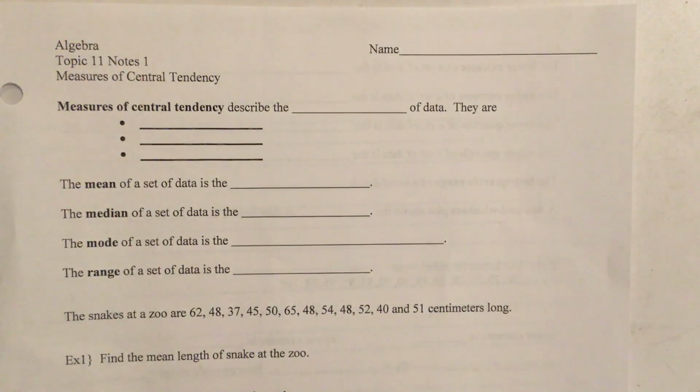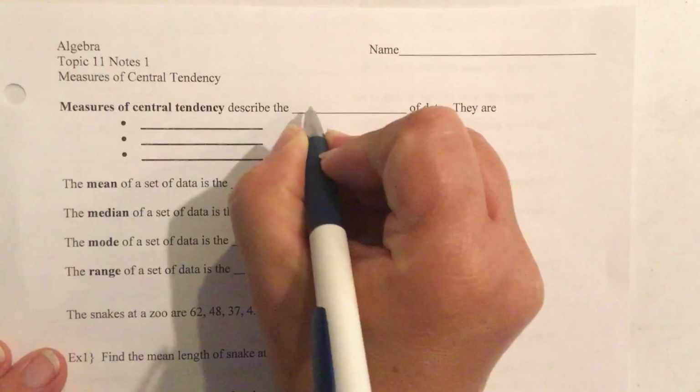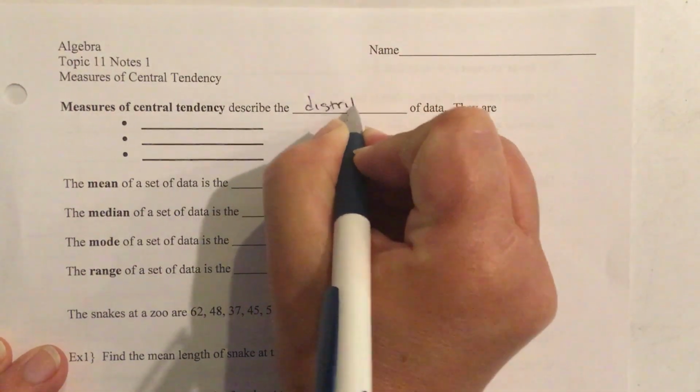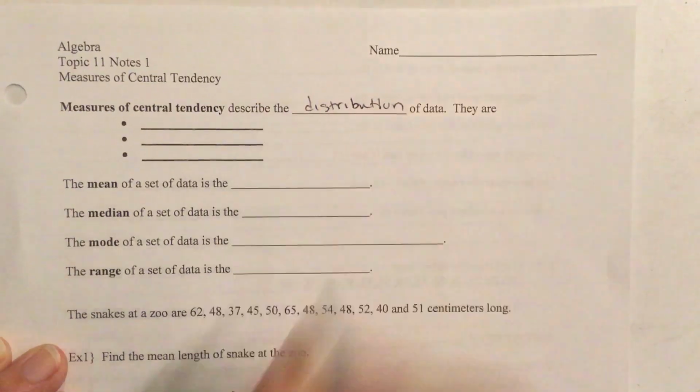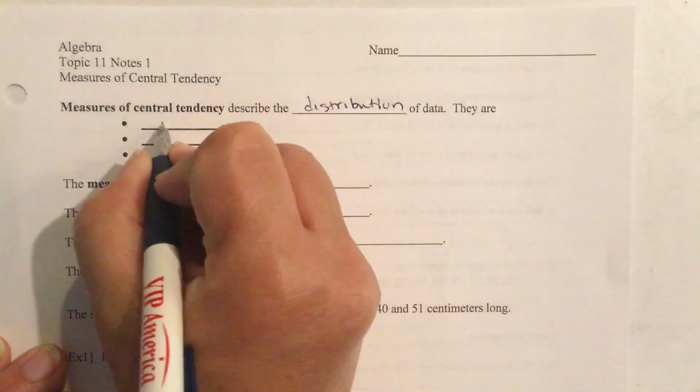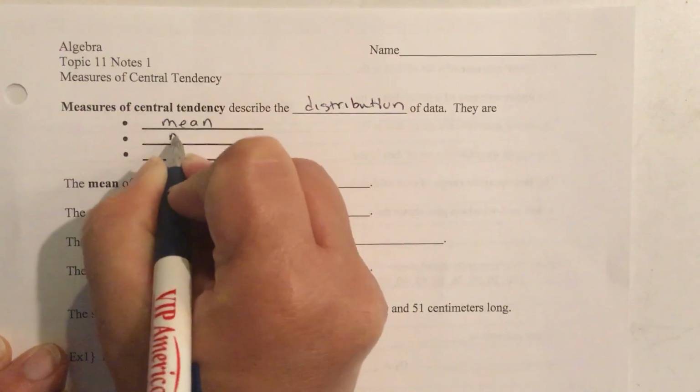So this first part should be a review. We're going to talk about the measures of central tendency. Those describe the distribution of data. And they are mean, median, and mode.